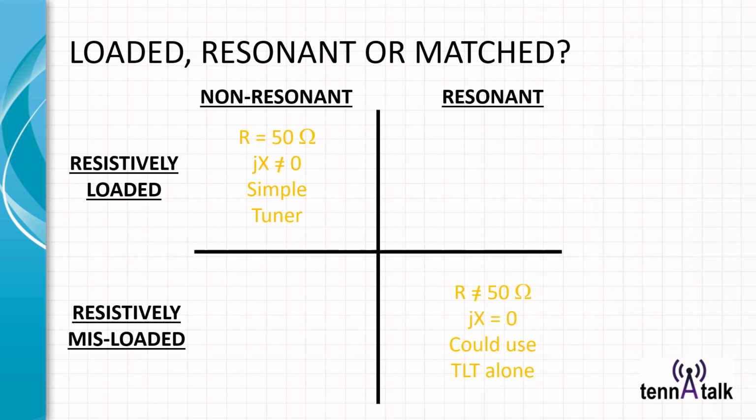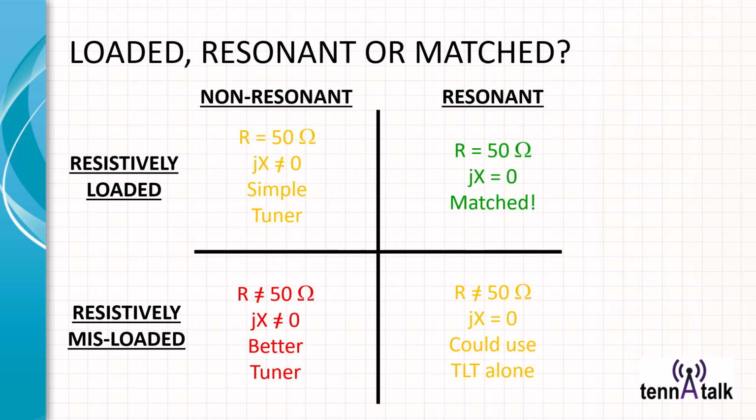If you've got something other than 50 ohms, but you've got resonance, jX close to 0, you probably could use a transmission line tuner like an unun only and get pretty close and be operating pretty well. A lot of people do that with end-fed half waves. If you've got a non-50 resistance and a reactance of non-0, then you need a better tuner. But the happiest situation is when you're both resonant and resistively loaded properly, 50 ohms and 0 reactance, and you've got a good match. And that's what we'd like to achieve at every interface on the antenna system.